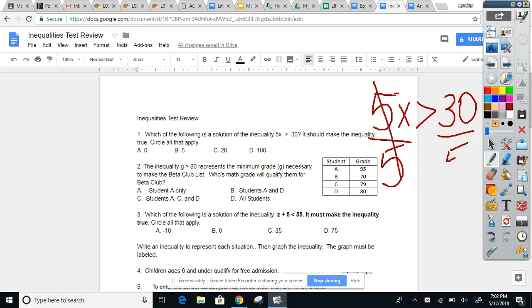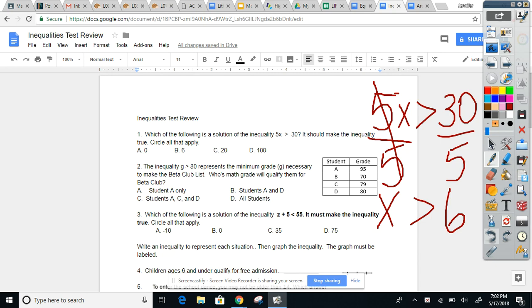It cancels and we divide. So x is greater than, and then how many times does 5 go into 30? Or 5 times what is 30? That would be 6. So that means that our answer choice has to be greater than 6. That does not mean that 6 is our answer choice. It does not say greater than or equal to. It just says greater than.